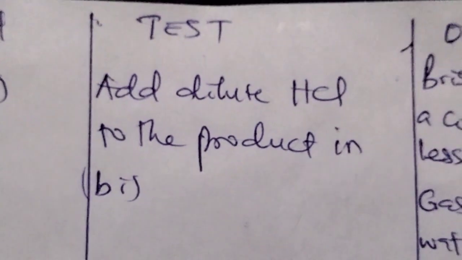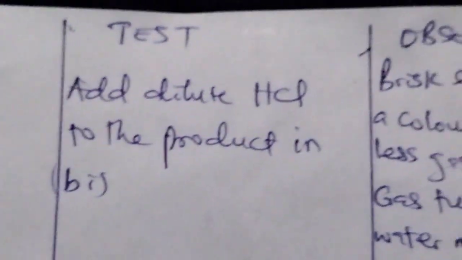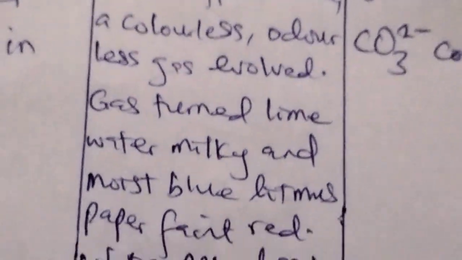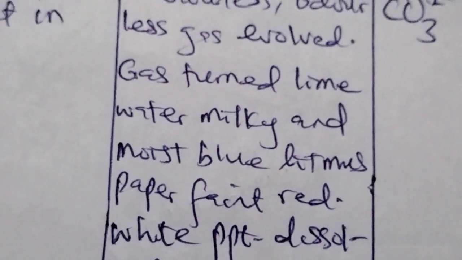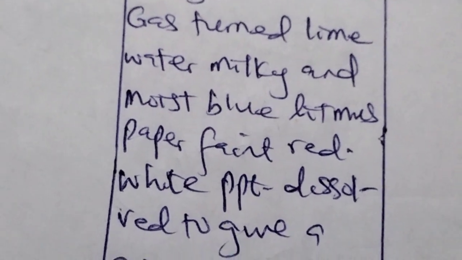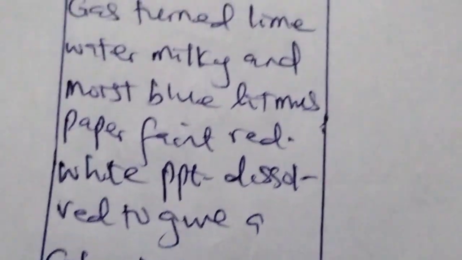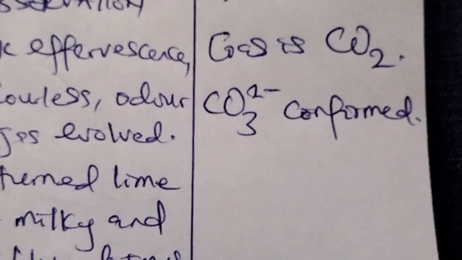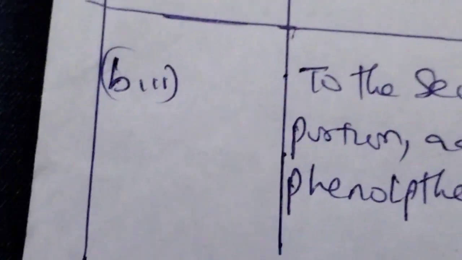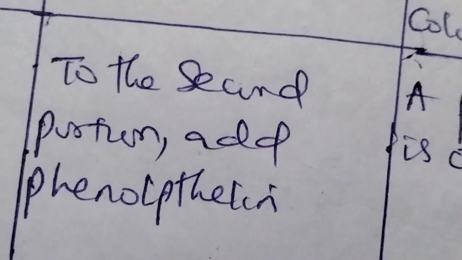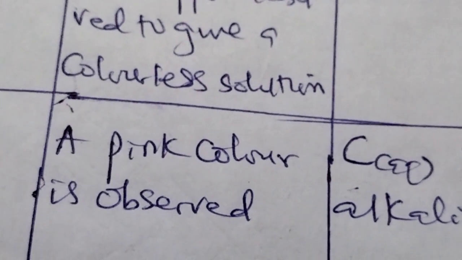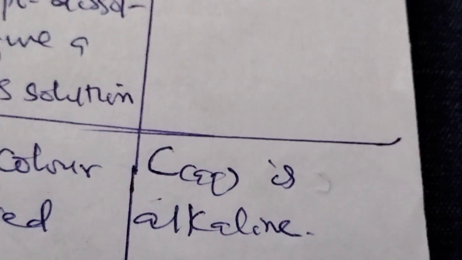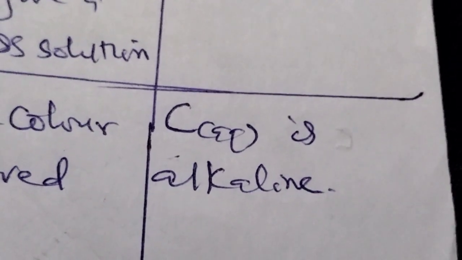BII says add HCl to the product in BI. We have brisk effervescence, a colorless, odorless gas evolved. Gas turns lime water milky, and moist blue litmus paper faint red. White precipitate dissolves to give a colorless solution. Inference: gas is CO2. Trioxocarbonate(IV) ion, CO3 2-, confirmed. Then BIII. To the second portion, add phenolphthalein. Observation: a pink color is observed. Inference: C aqueous is alkaline or basic.